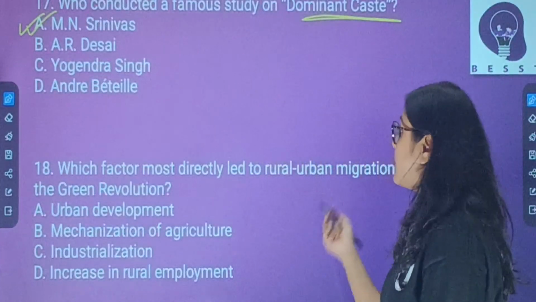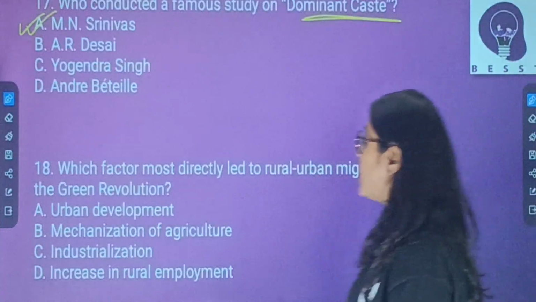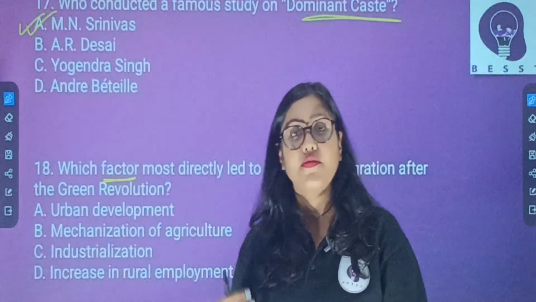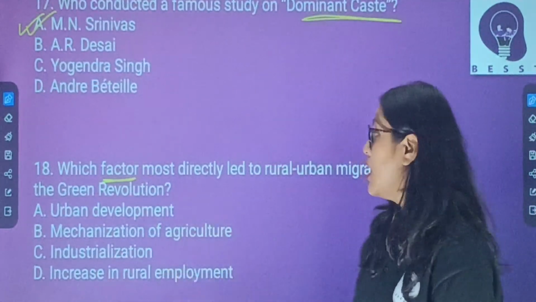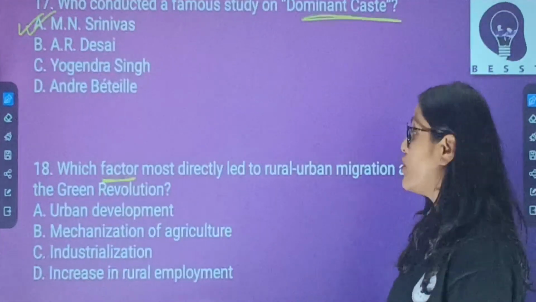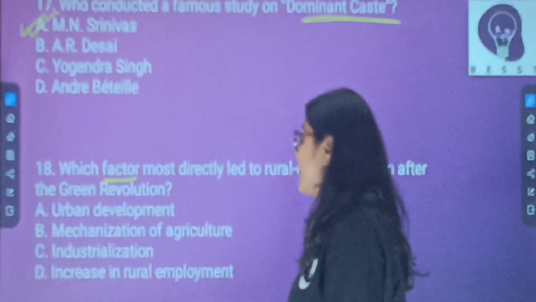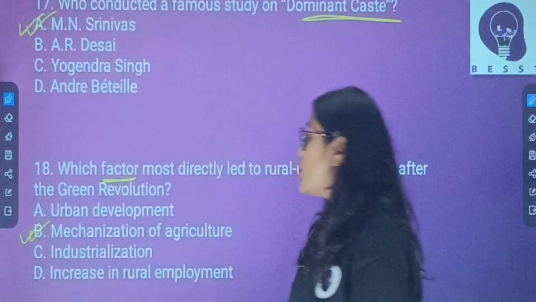Which factor most directly led to rural-urban migration after the Green Revolution? So what was the most important factor that led to the migration of small farmers, marginal farmers, landless laborers to the urban areas after the Green Revolution? Was it urban development, mechanization of agriculture, industrialization, or decrease in rural employment? So it will be option number D, mechanization of agriculture.